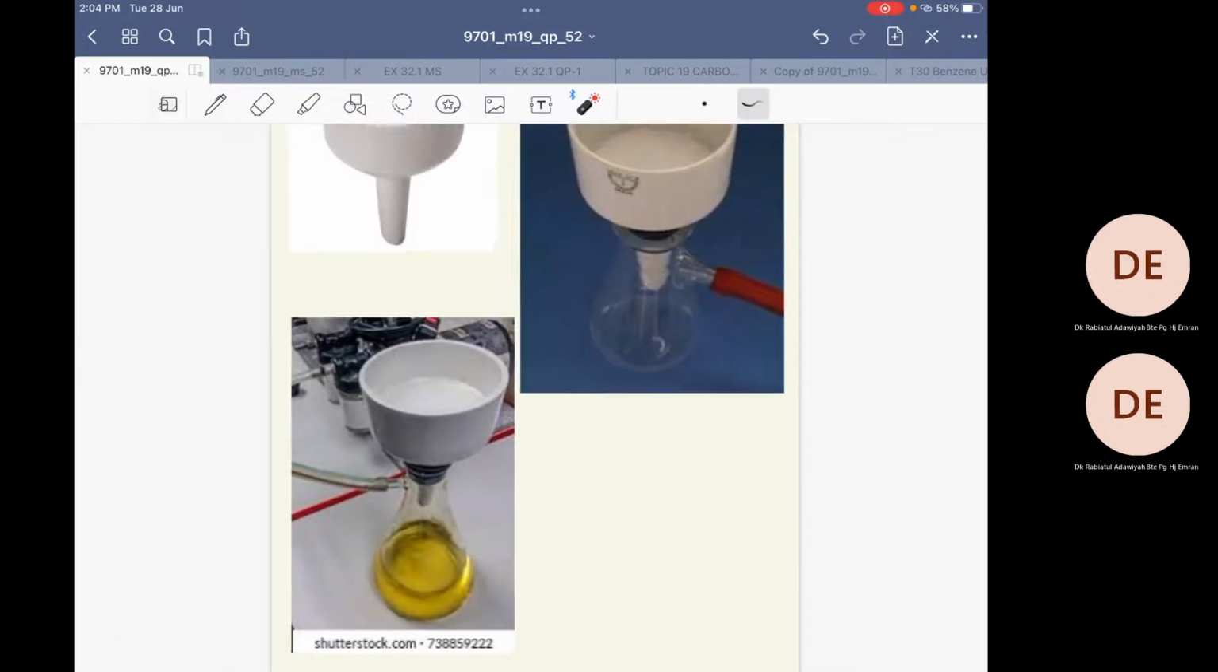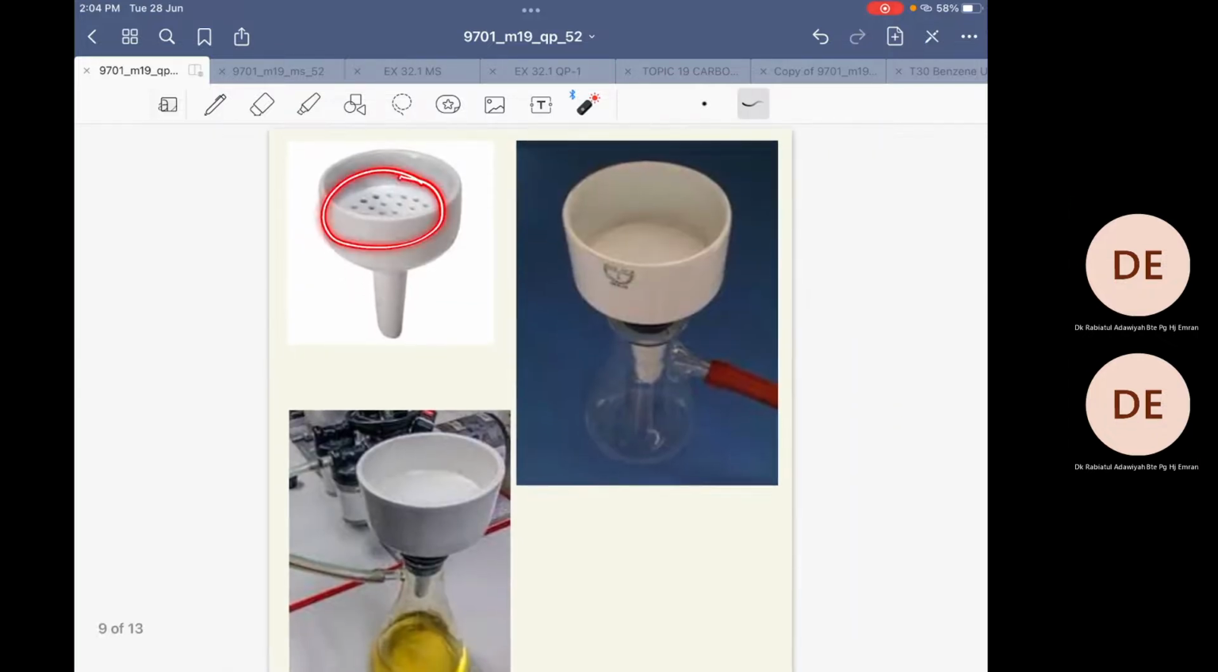This is the setup. You can't just use this filter funnel without a filter paper. You also need a filter paper still. Why? Because the holes, even though they're tiny, are big enough that your residue, your solid, will pass through. So those tiny holes are not acting as a separator. It doesn't separate the residue from the filtrate. What separates residue from the filtrate is a filter paper there. You can't see it, but even here, there's a filter paper there. That's why you don't see the holes, okay?